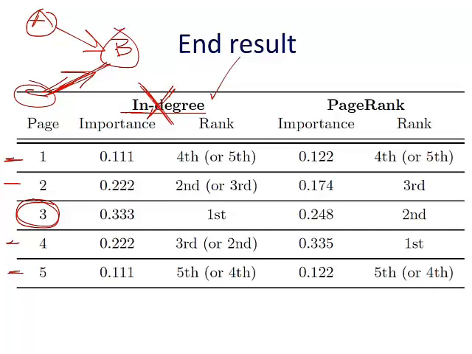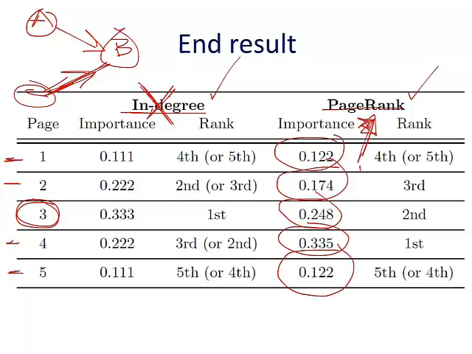So when we take the PageRank into consideration, we see the order that we just saw. Node 4 is the most important still, followed by node 3, followed by node 2, then node 1 and 5 tie for last place. And this PageRank is a much better way of computing importance score. This is the way to go.